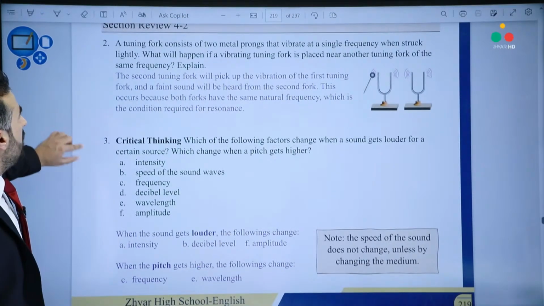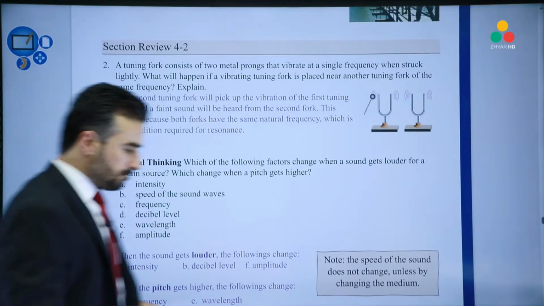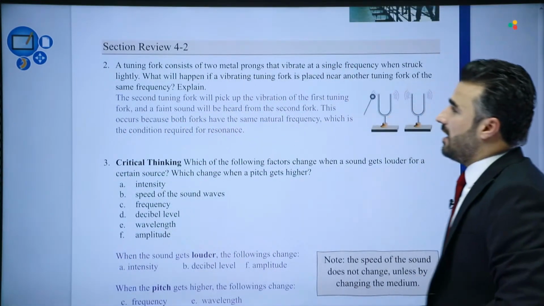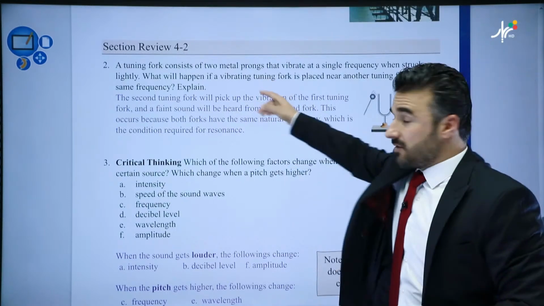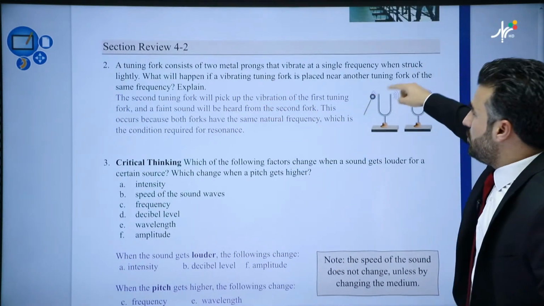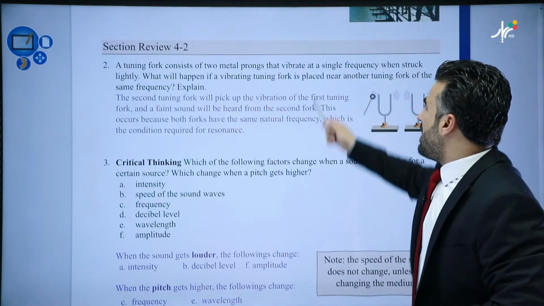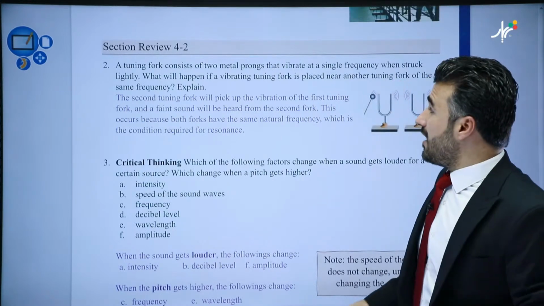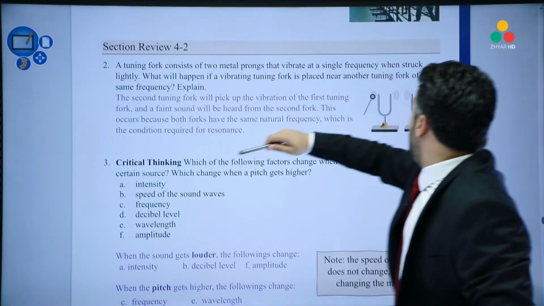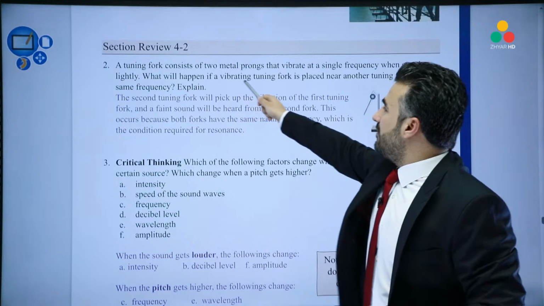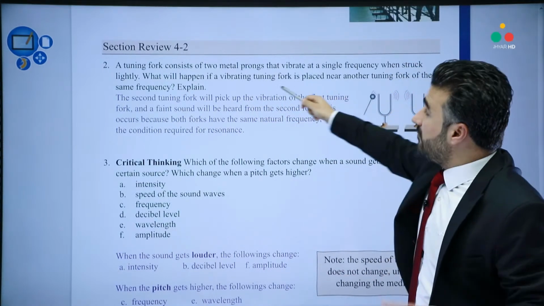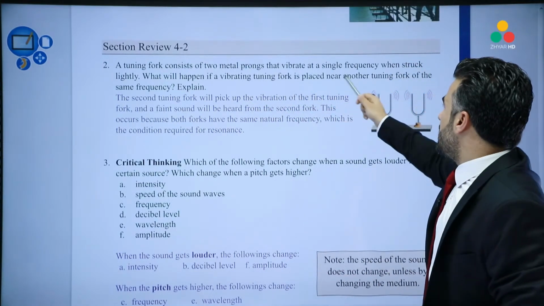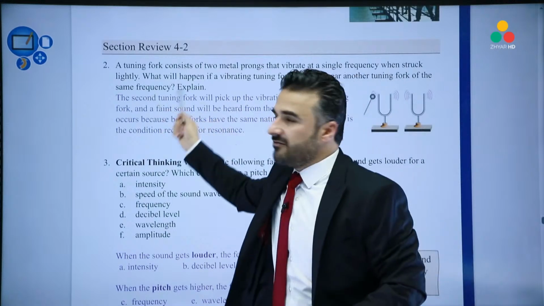All right, so we have the section review now. What does it say? It says, a tuning fork consists of two metal prongs. That would be a tuning fork, you can see, two metal prongs that vibrate with a single frequency when struck lightly. What will happen if a vibrating tuning fork is placed near another tuning fork of the same frequency?